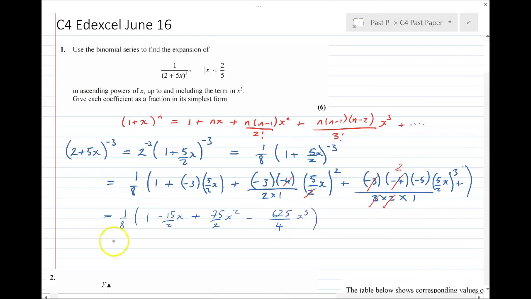Now let's multiply out by the 1 over 8, because it wants each term written out term by term. That's 1 over 8 minus 15 over 16 x plus 75 over 16 x squared minus 625 over 32 x cubed. And that's the only terms we need. Okay, that's question 1. Let's look at question 2.